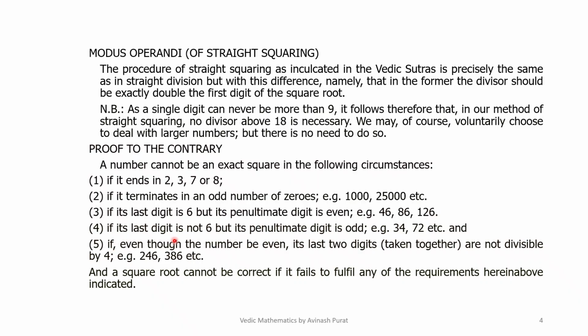If its last digit is not 6, but its penultimate digit is odd, for example 34, 72, etc. And if, even though the number be even, its last two digits taken together are not divisible by 4. For example 246, 386, etc. And a square root cannot be correct if it fails to fulfill any of the requirements hereinabove indicated.